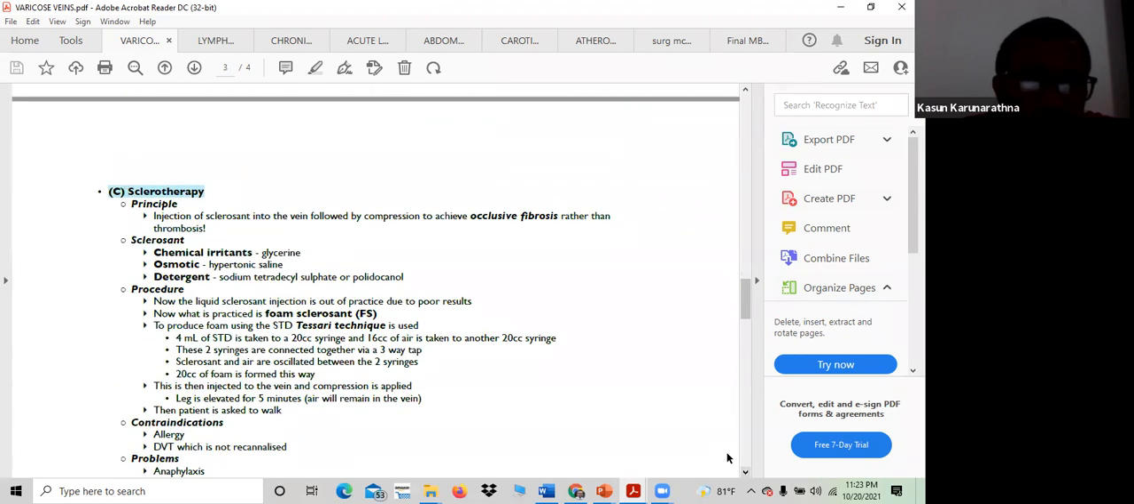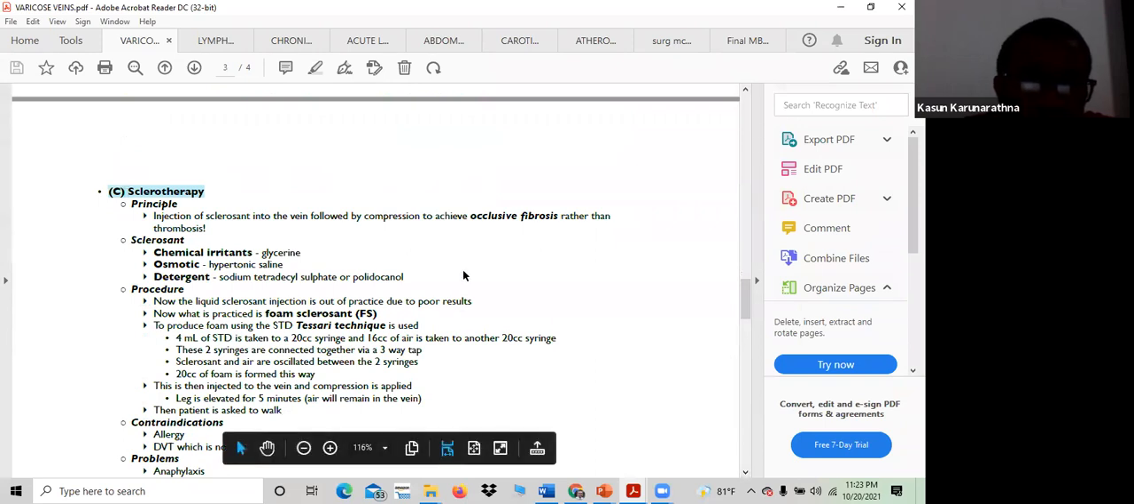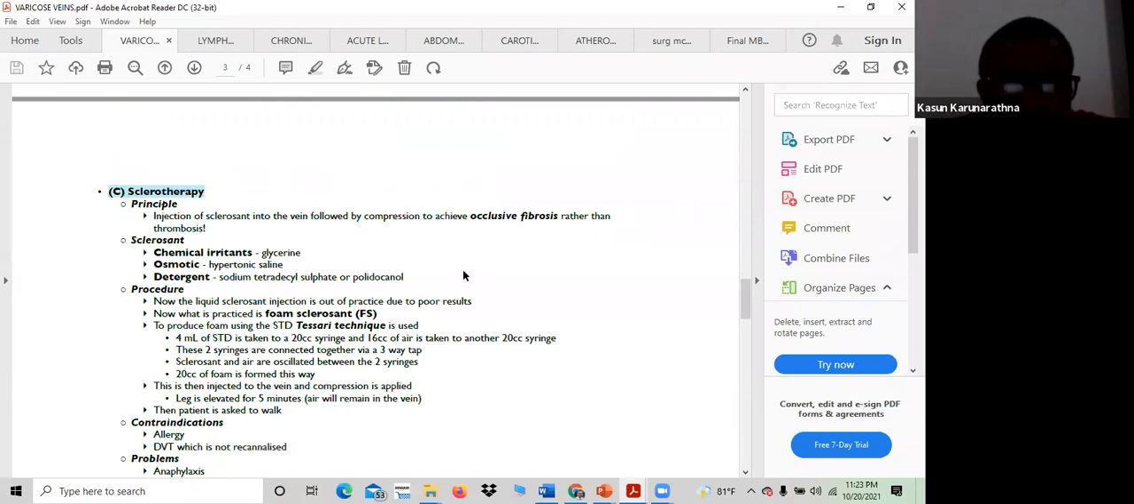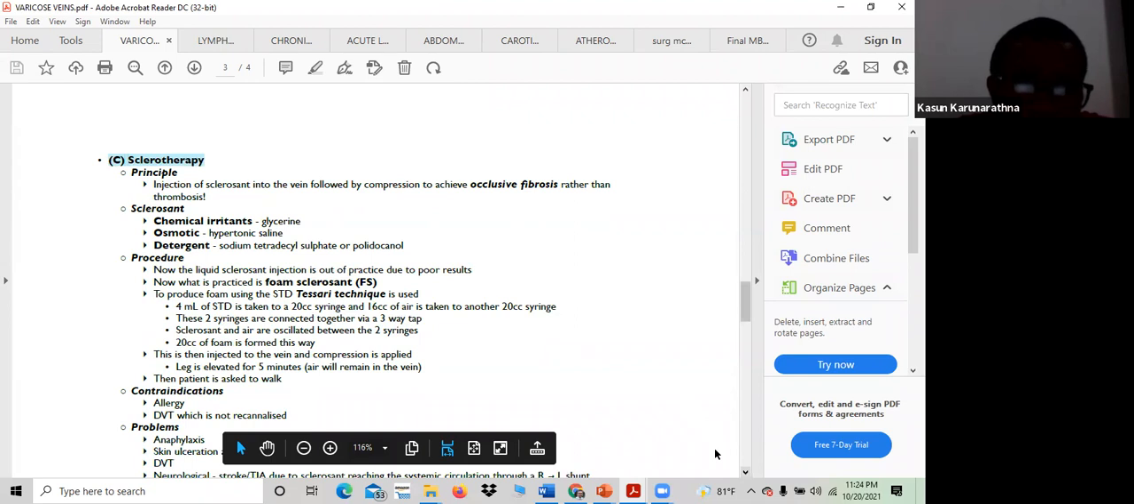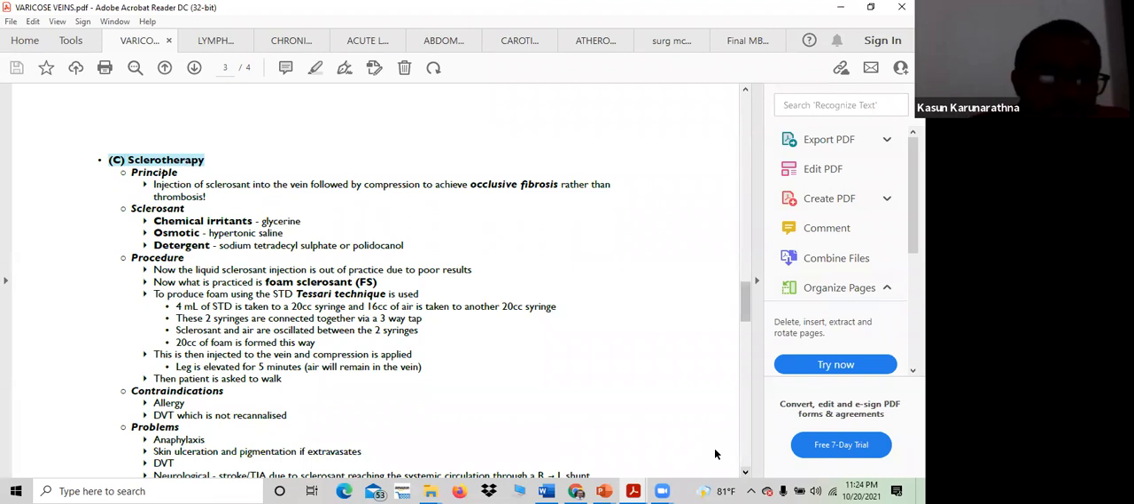Sclerotherapy: injection of sclerosants into the vein, followed by compression to achieve occlusive fibrosis. We use chemical irritants like glycerin, osmotic irritants like hypertonic saline, and detergents. STD is the commonly used detergent, so sodium tetradecyl sulfate, right? We make foam: mix 4 ml of STD with 16 cc of air and make foam, and then inject it, ultrasound guided, into the veins. Then compress the veins with compressive garments, stockings.